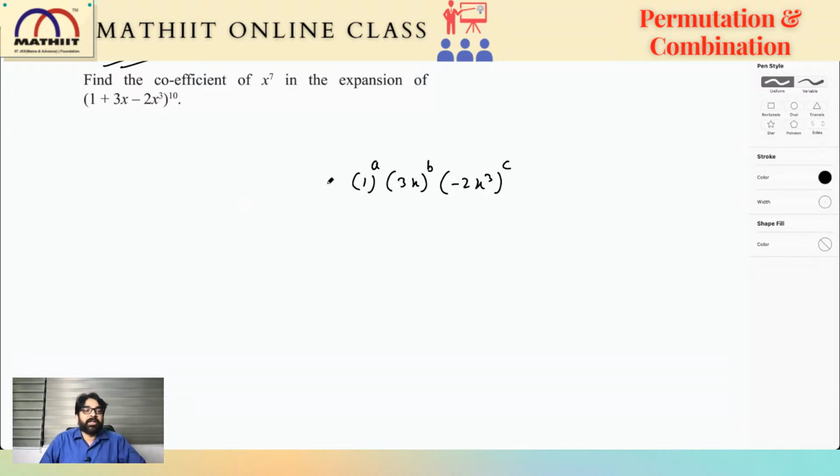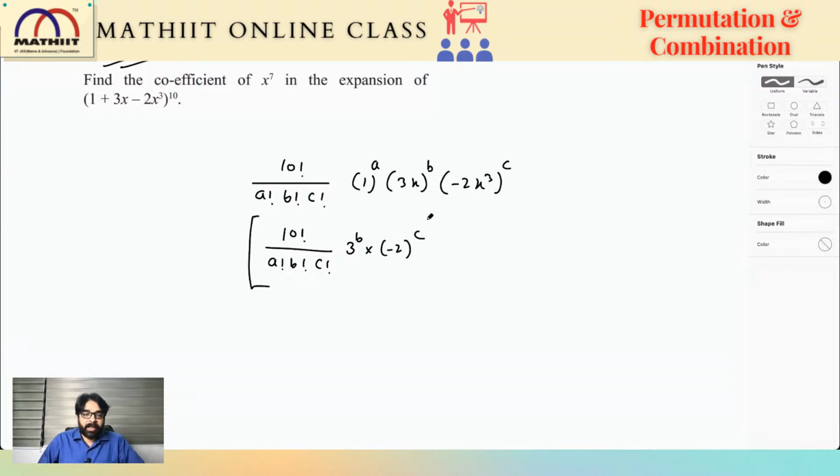So what will be the coefficient of this? I will say 10 factorial divided by a factorial, b factorial, c factorial. And 1 power a you can ignore, 3 power b into minus 2 power c. Carefully watch everybody, into x power (b plus 3c). This is actually the general term of this expansion. Every term will be in this format.